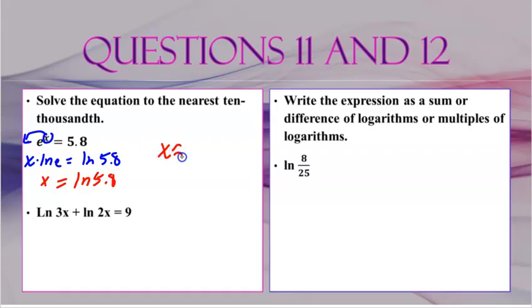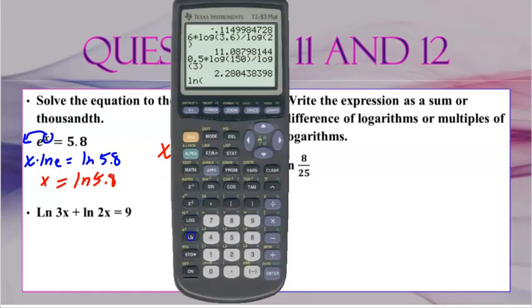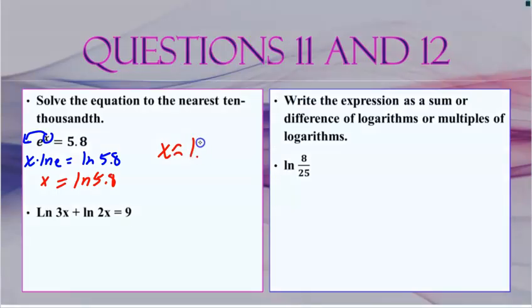And x is going to equal, grab our calculator, we do the natural log of 5.8. That equals 1.7579. So 1.7579. That's to the nearest 10,000th.